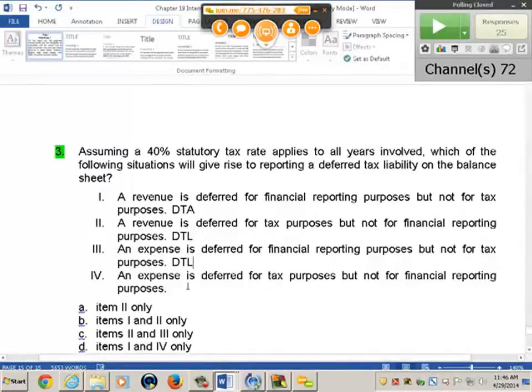And the last one, an expense is deferred for tax purposes. By the way, this one is really common. This is warranties, bad debt expense, anything you cannot deduct immediately for tax purposes. So warranty cost, bad debt expense, and that gives rise to a DTA. Okay? All right.